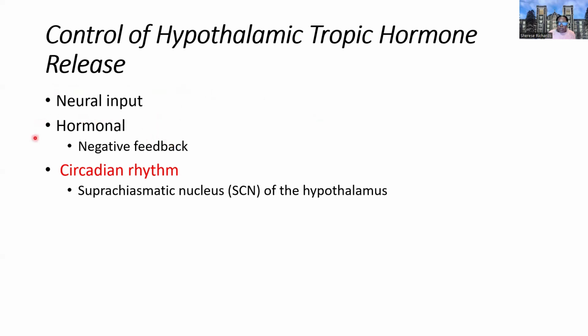Then there is hormonal feedback. So again, if we have lots of thyroid hormones circulating in the blood, that's going to have a negative feedback on our TRH axis, which shuts down our TSH axis, which shuts off our thyroid hormone production. So there's a negative feedback loop that can have a regulatory control of this axis as well.